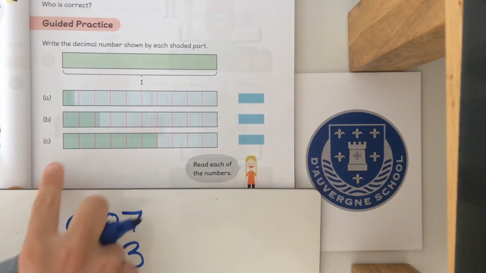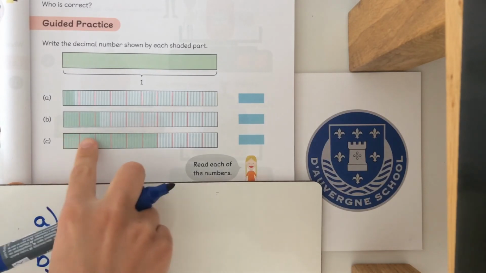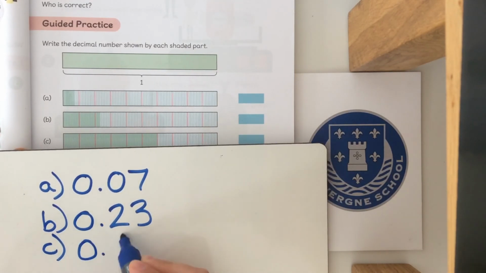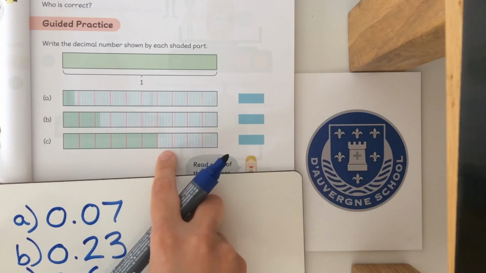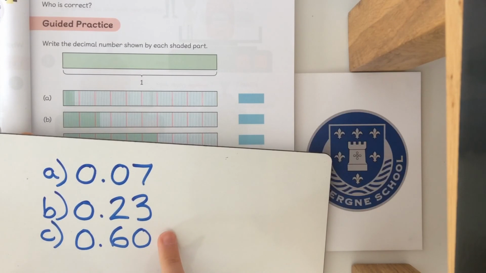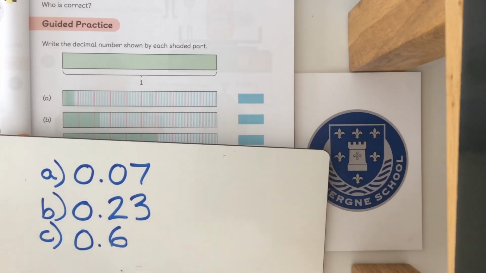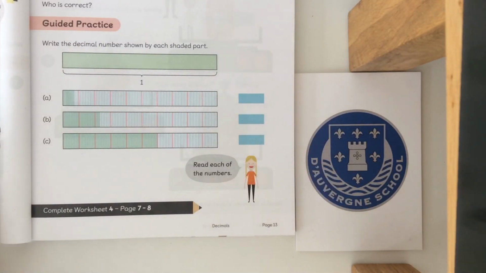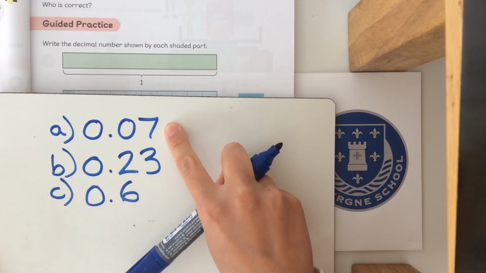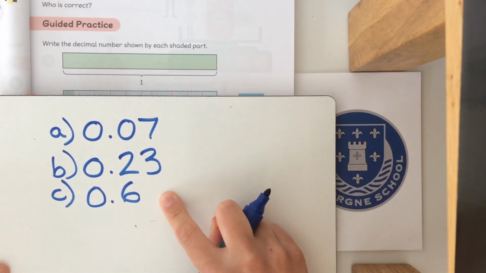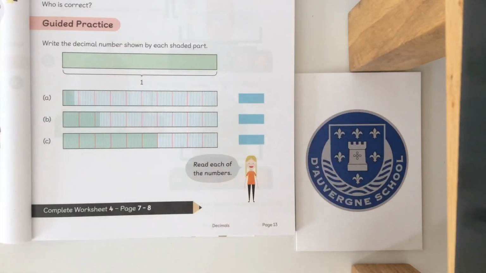And for C, I'm going to count the tenths again, because it's quite a high number. 1, 2, 3, 4, 5, 6 tenths are coloured in. How do we write 6 tenths? 0.6. We haven't got any extra hundredths there, so if you do put the 0, that's fine. It's still the same answer, you still got it correct. If you didn't put the 0, then 0.6 is fine also. So we have 7 hundredths, 23 hundredths, and 60 hundredths, or 6 tenths. That's the way that you could have read those numbers.